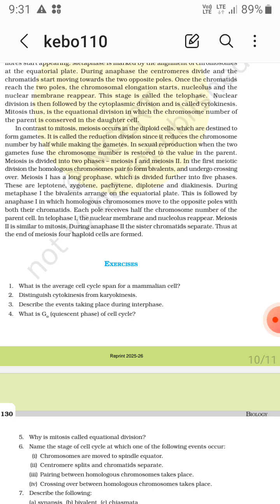Now meiosis 1 is a long process, which is divided further into 5 phases. These are leptotene, zygotene, pachytene, diplotene, and diakinesis. So leptotene, zygotene, pachytene, then diplotene and diakinesis, right?